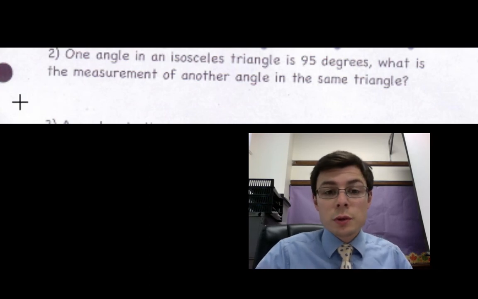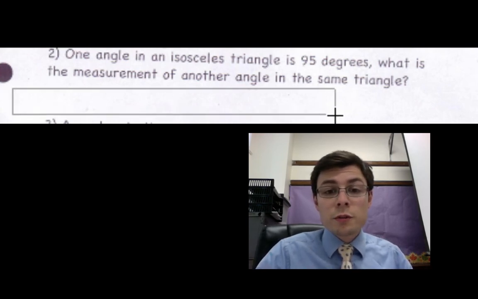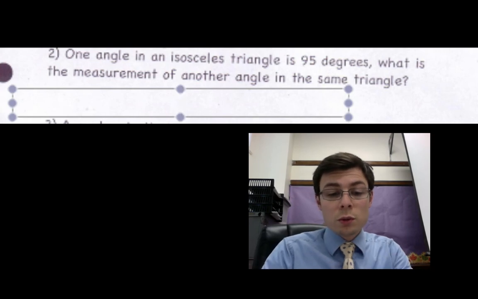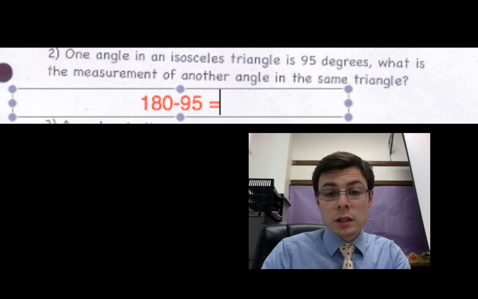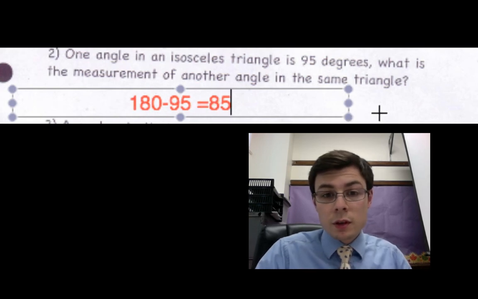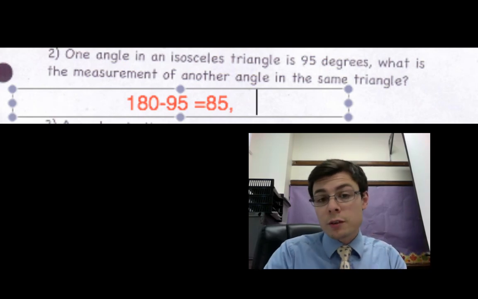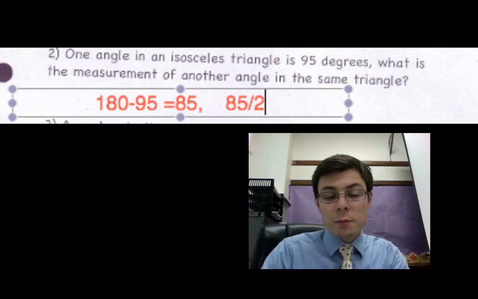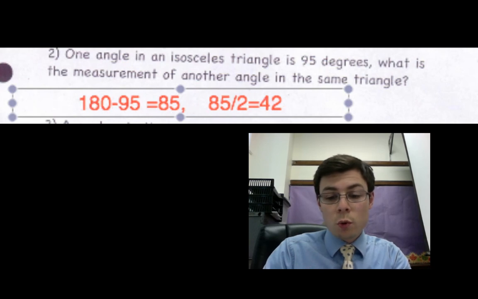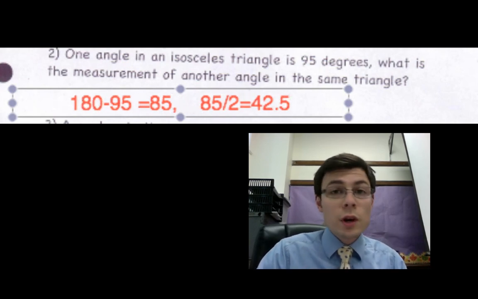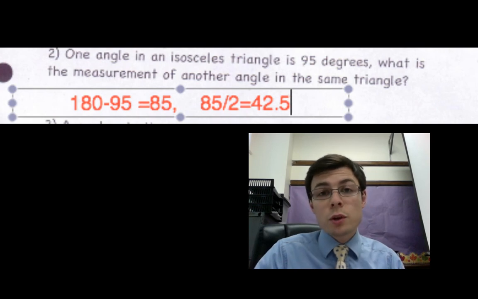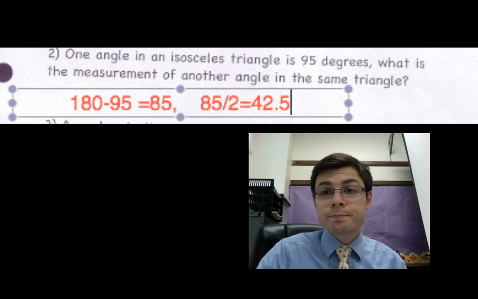So since the total number of degrees in the triangle is 180, we'll do 180 minus the 95 given, which is equal to 85. The second thing to note is, if 85 degrees is the measure of the 2 remaining angles put together, then one of them must be 85 divided by 2, which equals 42.5 degrees. You can write that as 42.5, or you could even leave it as 85 over 2. Great. Thanks.